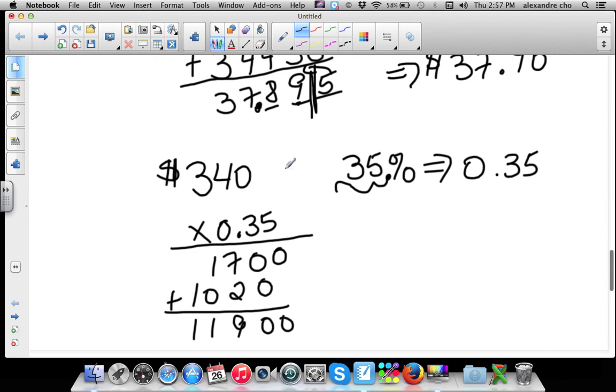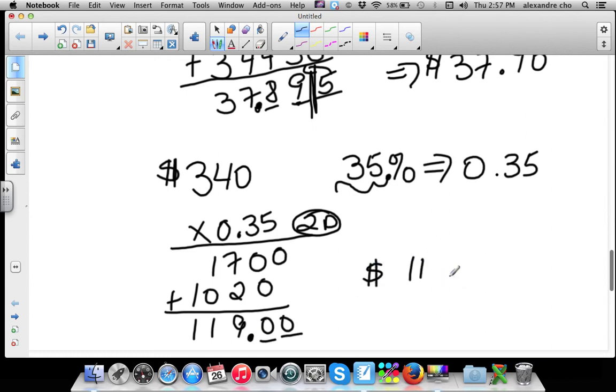And I forgot to do something here. In the beginning, I should have counted how many decimal places are in my factors. None over here, but there's 2 over here. 2 decimal places in total. So my answer should have 2 decimal places. So we're going to go 1, 2. And I get to save $119.